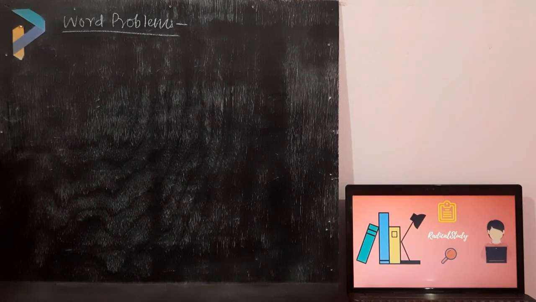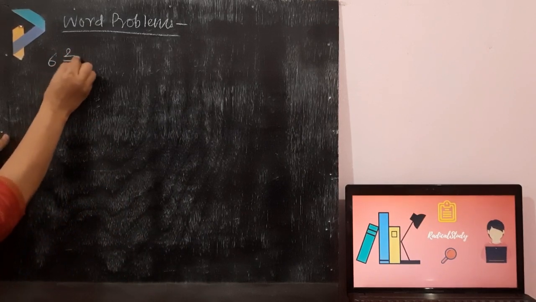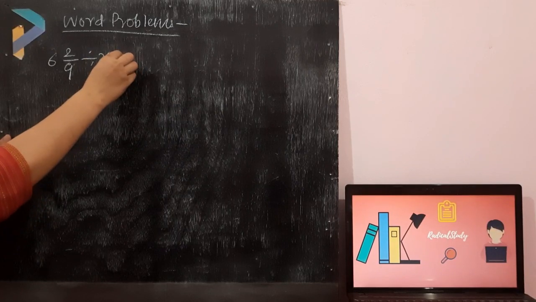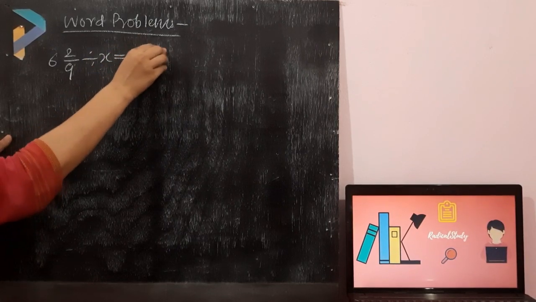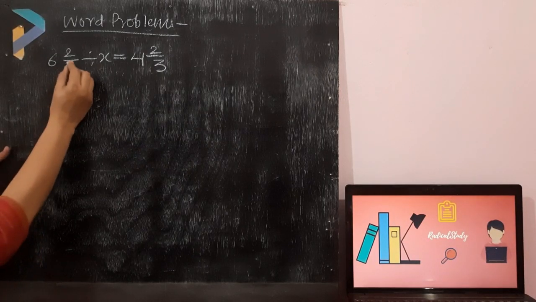So students, now I am going to solve the next question for you. That is question number 17. By what number should 6 2/9 be divided to obtain 4 2/3? यानी कि 6 2/9 में हम ऐसा कौन सा नंबर डिवाइड करेंगे जिससे हमें क्या मिलेगा? 4 2/3. तो सबसे पहला स्टेप जो विच यू आर गोइंग टू फॉलो इज टू कन्वर्ट इट इनटू इम्प्रॉपर फ्रैक्शन.